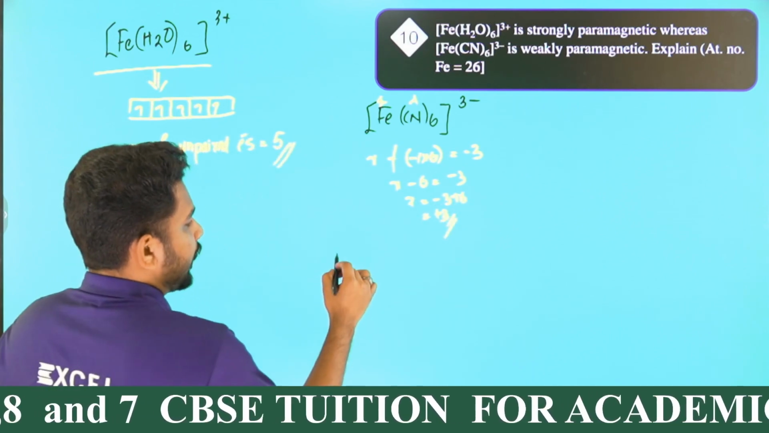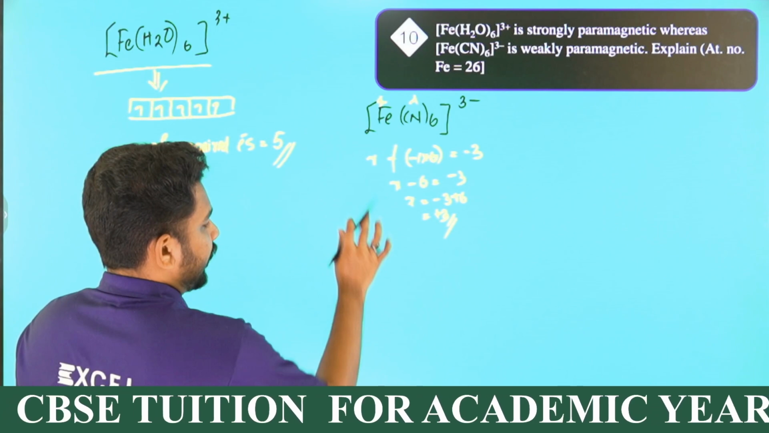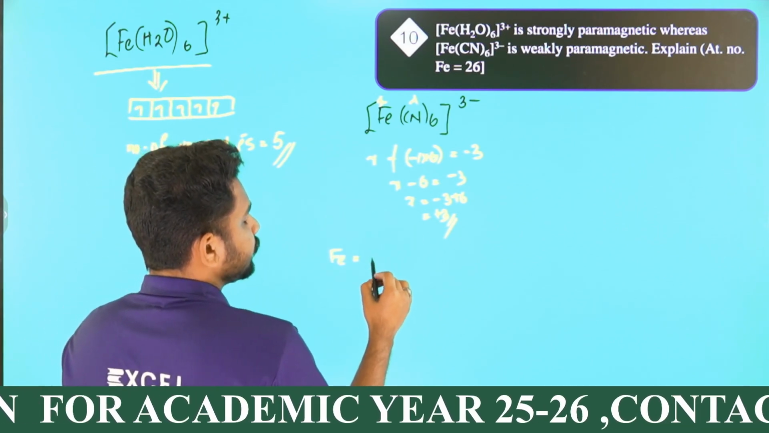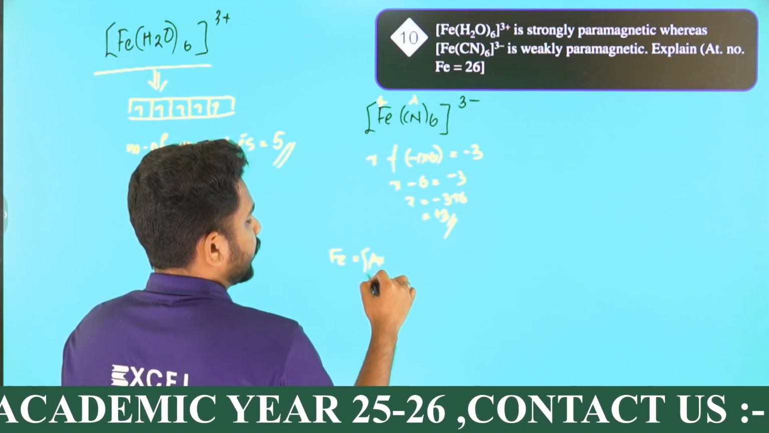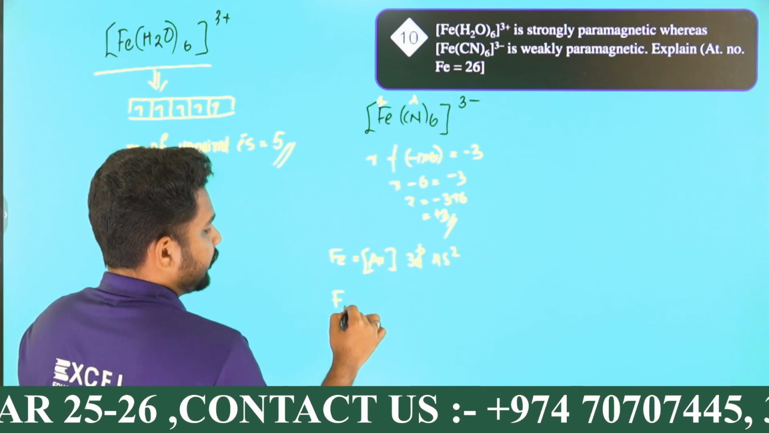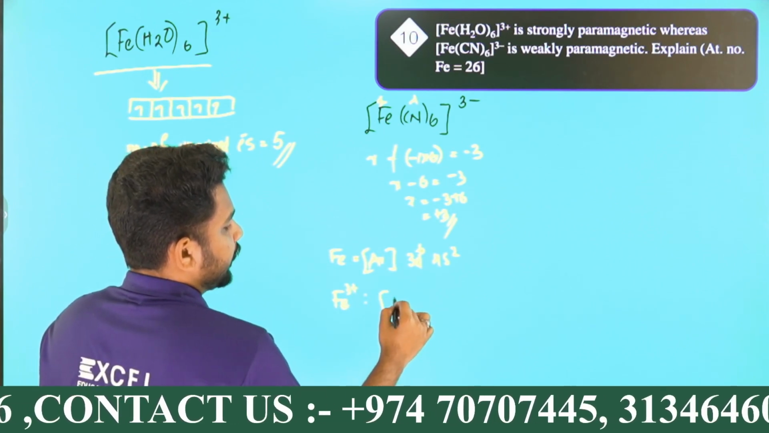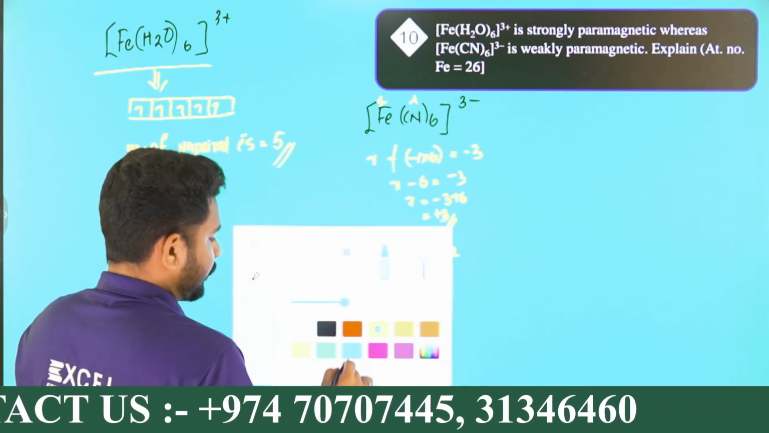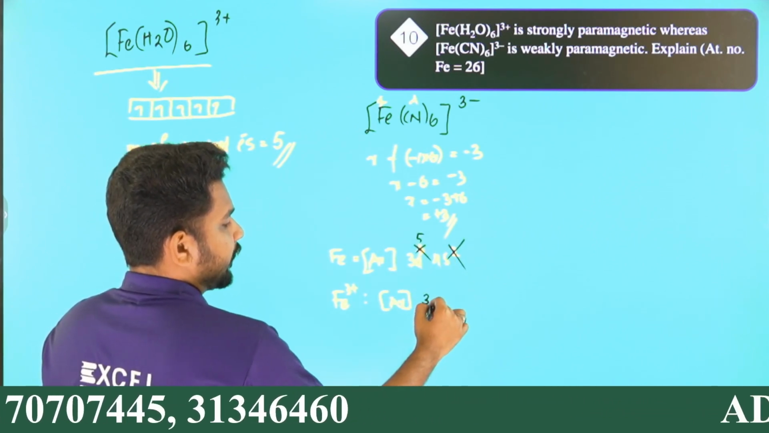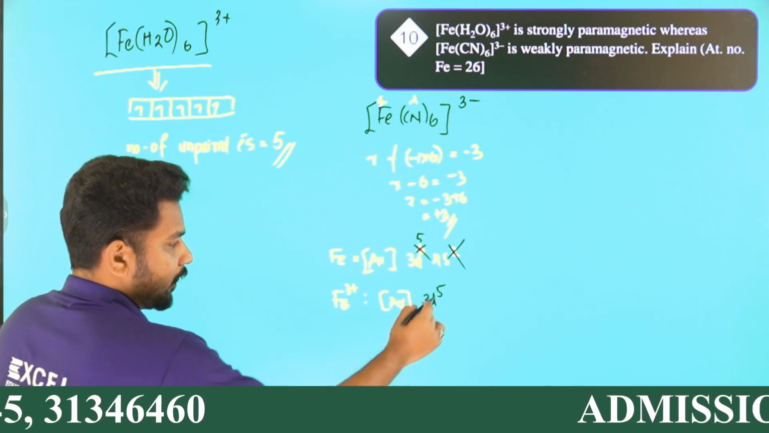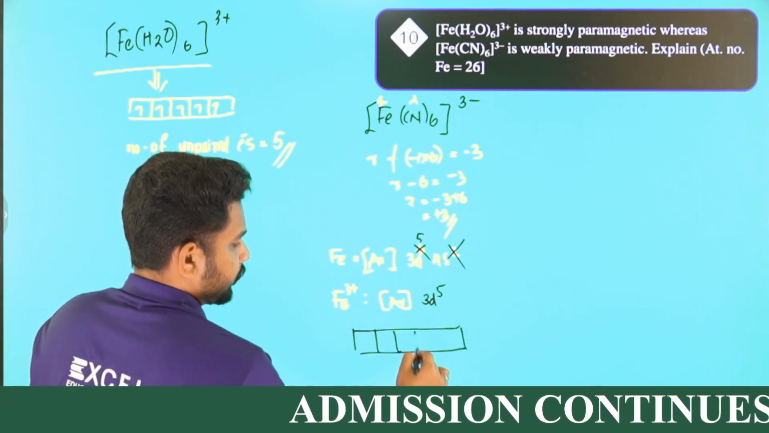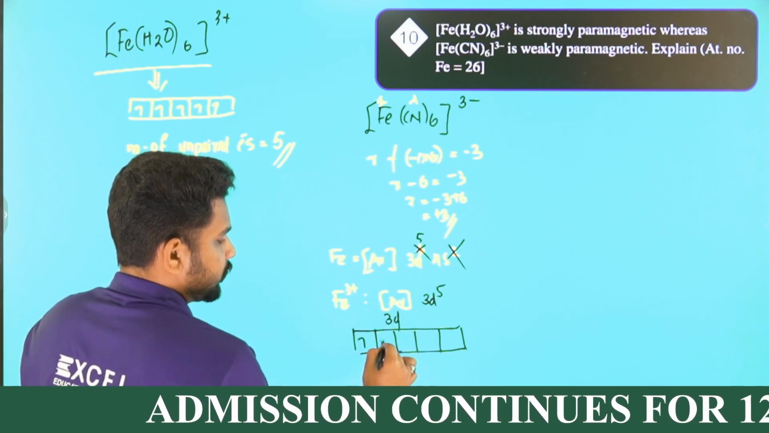So how can we draw Fe3+? What is the electronic configuration of Fe? Fe is argon 4s2 3d6. And Fe3+ means 3 electrons will be removed: 2 electrons from 4s and 1 electron from 3d. So it will be 3d5. 3d has how many electrons? 5 electrons. 1, 2, 3, 4, 5.